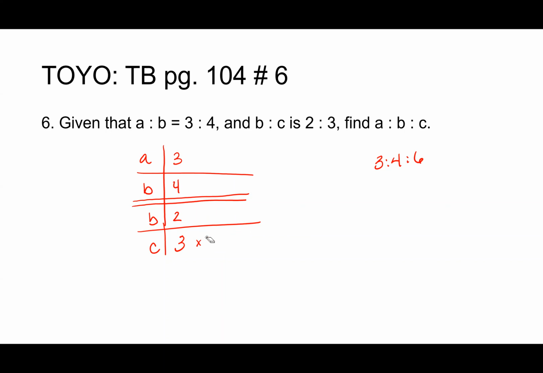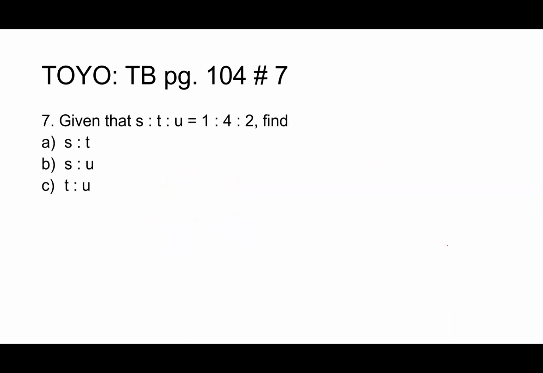So let's say we multiply this ratio by 2. We'd get 6 units for A, 8 units for B. We multiply this ratio by 4, we'd get 8 units for B and 12 units for C. So we'd end up with 6 to 8 to 12. So that is a correct ratio, but we always have to simplify. So we would then want to go ahead and divide all of the terms by 2, and 3 to 4 to 6 would be our final answer. That make sense? Okay.